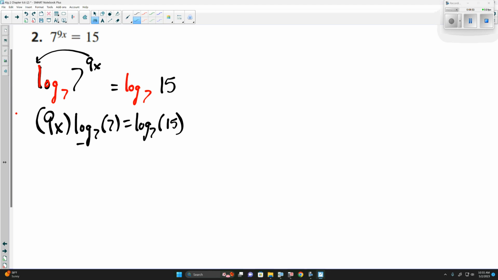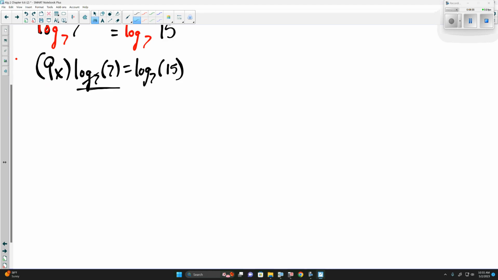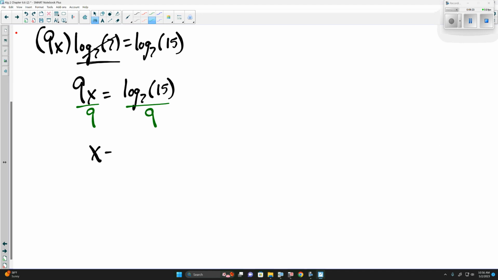Now log base 7 of 7 is what? 1. So this will simplify out, leaving us with 9x is equal to log base 7 of 15. Now up to this point, x is already by itself. But here, we have 9x. So to get x by itself, we would need to divide both sides by 9, telling us x is equal to log base 7 of 15 divided by 9.